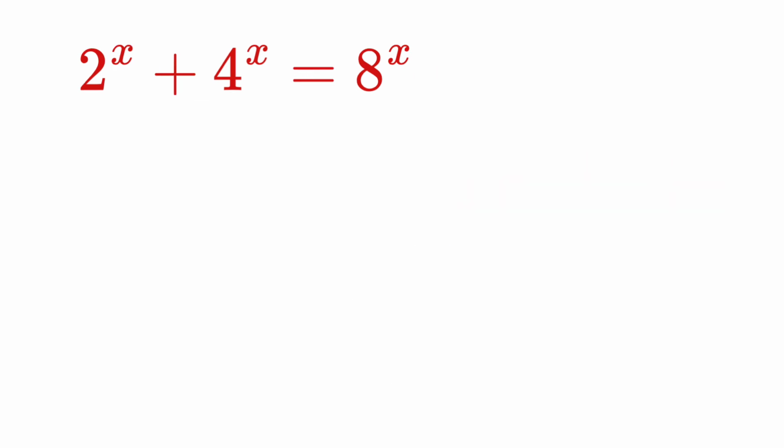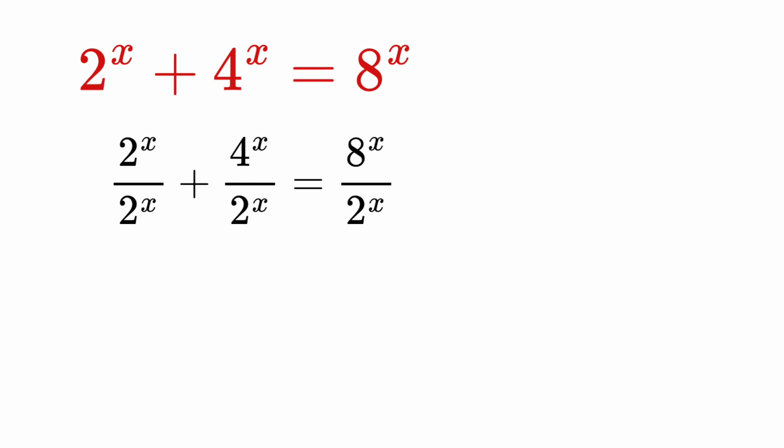Our question is 2^x + 4^x = 8^x, so we have to find a value of x. Divide 2^x on both sides. Then we get 2^x/2^x + 4^x/2^x = 8^x/2^x.